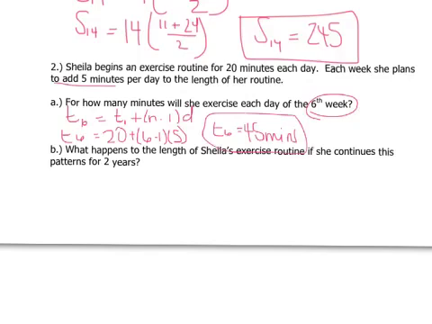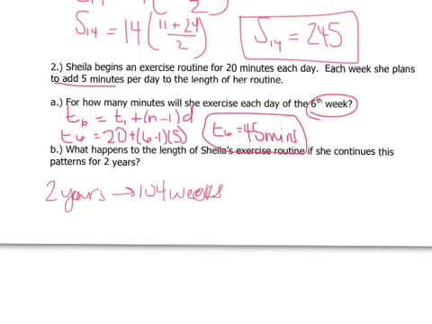All right. What happens to the length of Sheila's exercise routine if she continues this pattern for 2 years? Oh my god. She would probably die, but... That's like 730. No, we're actually finding the term. So in 2 years, how many weeks is that? 104. 104, okay. So 2 years is 104 weeks. So we're looking for T sub 104.